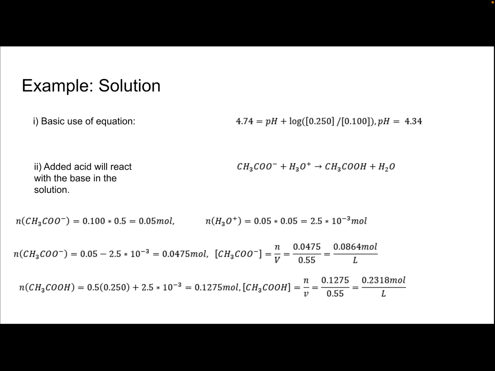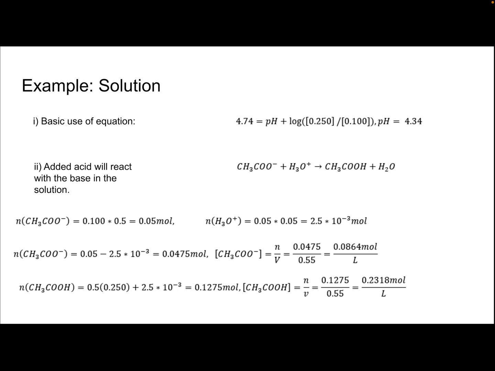So our final concentration of ethanoic acid can be found by dividing the amount of ethanoic acid by the volume. In this case, the amount of ethanoic acid is 0.1275 moles, and then we can use that to find the concentration. So the concentration should come out to be 0.2318 mole per liter. And now we have both of the concentrations of the acid and the conjugate base.